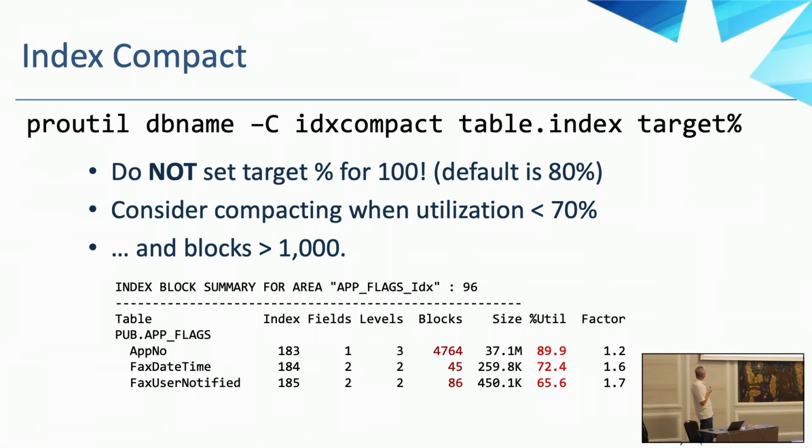Don't set the target optimization to 100%. That's not a good idea because the first thing that'll happen is you'll be doing block splits right away. It sort of defeats the whole purpose of it. You know, set it to 80 or 90 maybe, but don't set it to 100. That would be counterproductive.